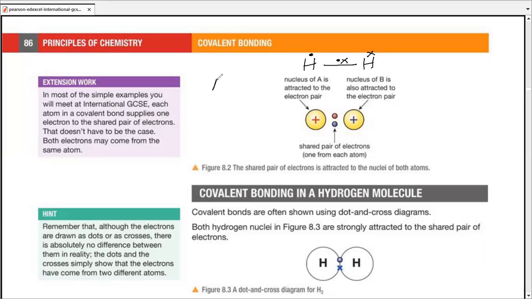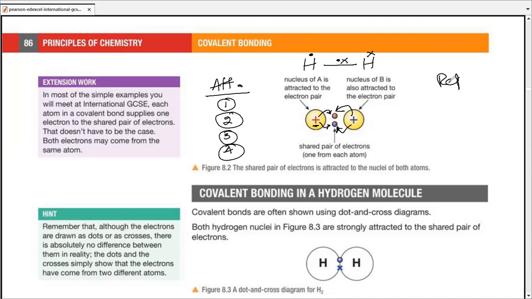Now, attractive forces. This positively charged species would attract this electron, first force. This positively charged species can attract the second electron, second force. This positively charged species can attract this electron, third force of attraction. And finally, this one can attract this electron. This is the fourth force of attraction.